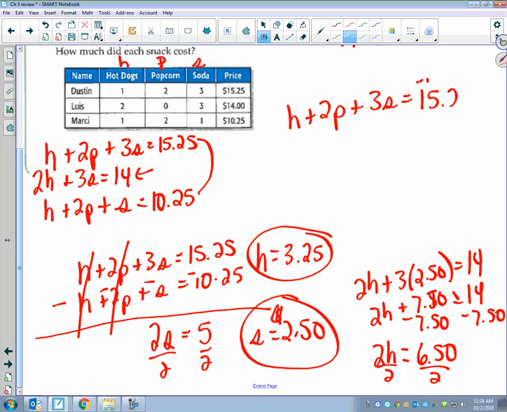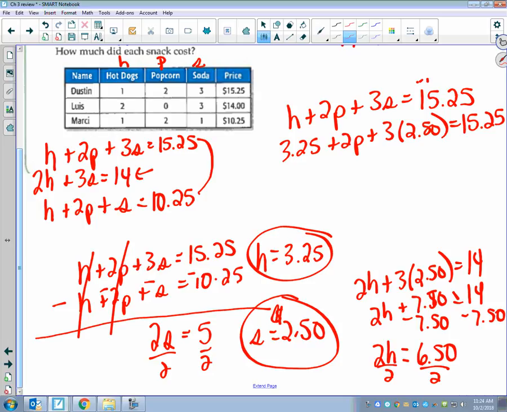So if I go back to the first one, hot dog plus 2p plus 3s equals 1525. Oh wait, I guess I could have gone back to this one. Oh well. No, that was s. So I have to do this one. So a hot dog is 325. I'm trying to solve for p. And a soda was 250.